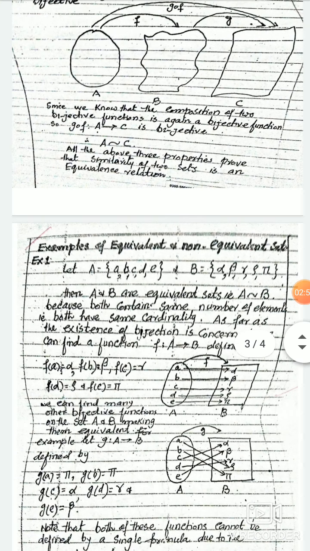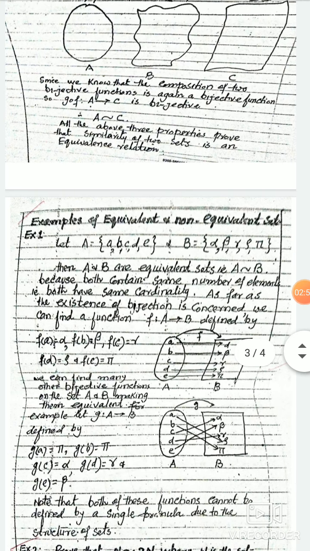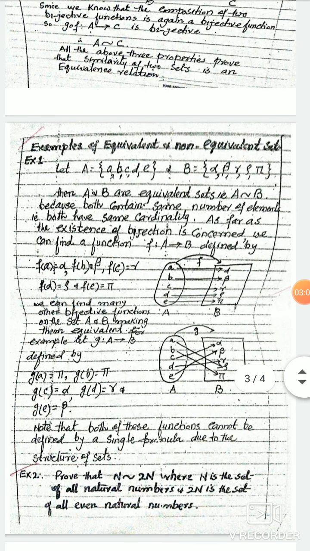Next we have an example of equivalent and non-equivalent sets. A is equal to {a, b, c, d, e} and B is equal to {alpha, beta, gamma, delta, phi}. Then A and B are equivalent sets, that is A is equivalent to B, because both contain the same number of elements, that is both have the same cardinality.